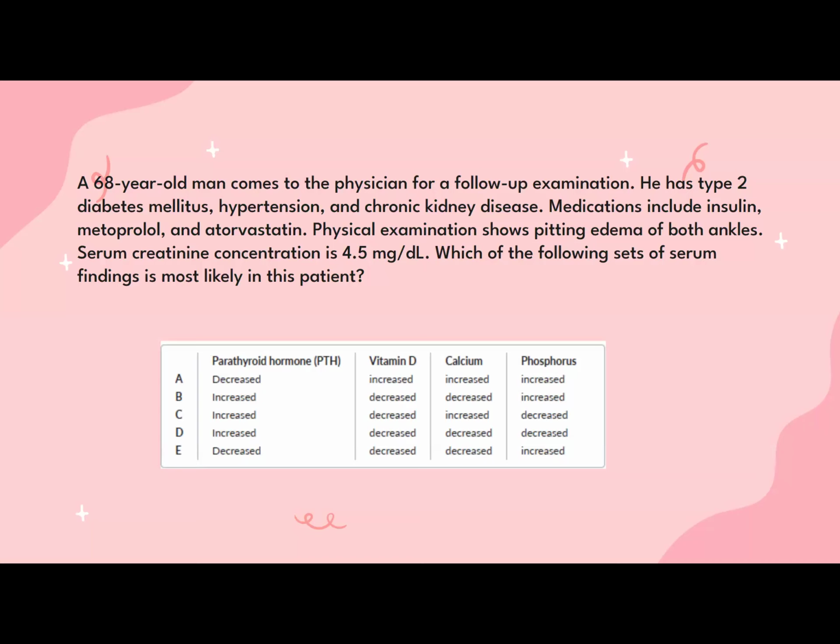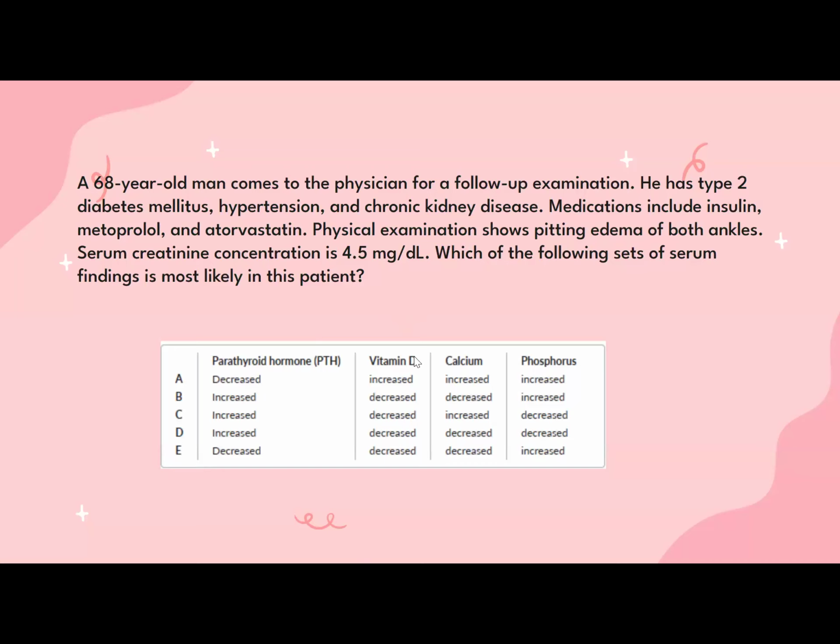So they've mentioned that he has CKD, right? His serum creatinine concentration is 4.5, and around 1 to 1.2 is the upper limit of creatinine. 4.5 is obviously very elevated. So what are we thinking? In a patient with CKD, which of the following makes the most sense? Let's start off with vitamin D, because I feel like that is the first thing that gets impacted.